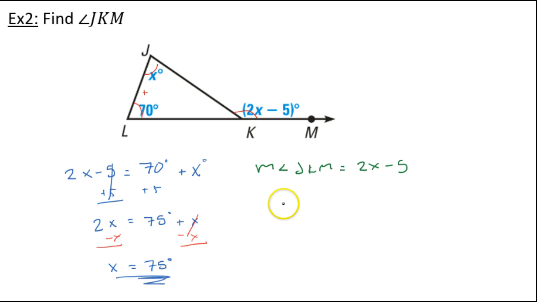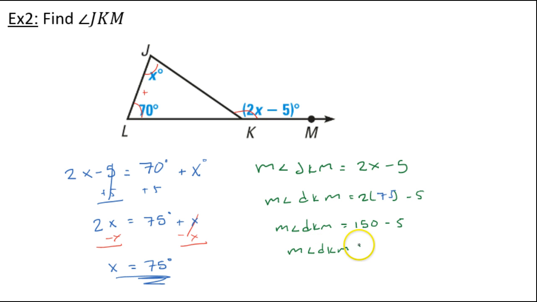Well, we know what x is equal to, so we're just going to substitute that in and then continue to solve. So that's equal to 2 times 75 minus 5. So if we keep going, the measure of angle JKM is equal to, well, 2 times 75 is 150 minus 5, and our last reduction, 145. And we're done. So that's what our angle is equal to.